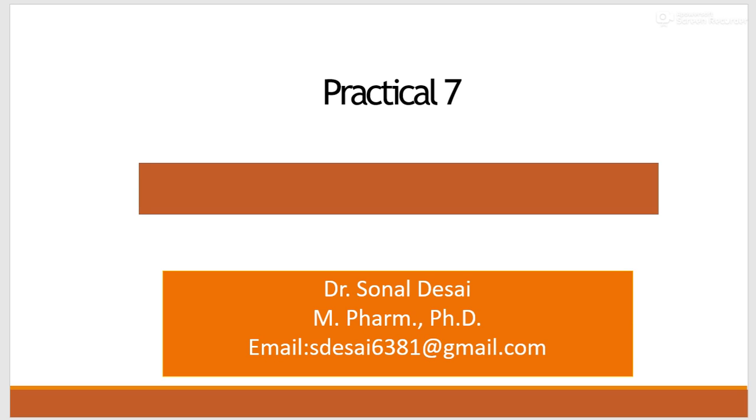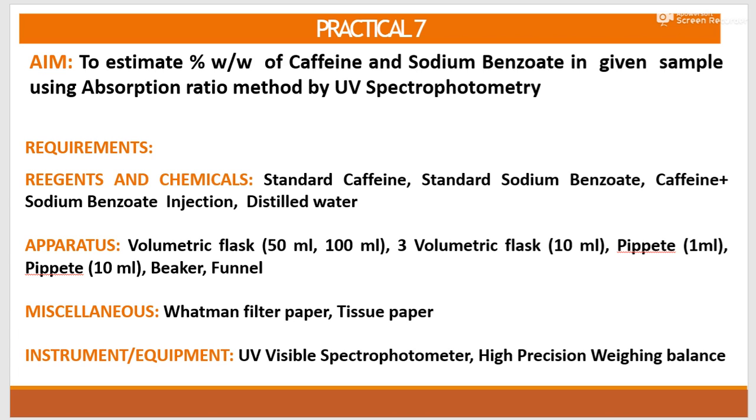Today, we will discuss practical 7, that is estimation of caffeine and sodium benzoate by absorption ratio method. So, the aim is to estimate percentage weight by weight of caffeine and sodium benzoate in given sample using absorption ratio method by UV spectrophotometry.